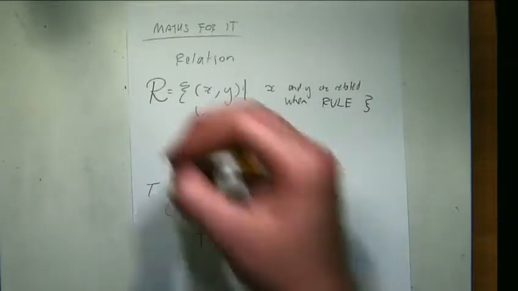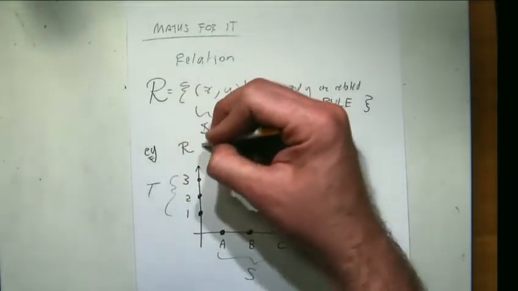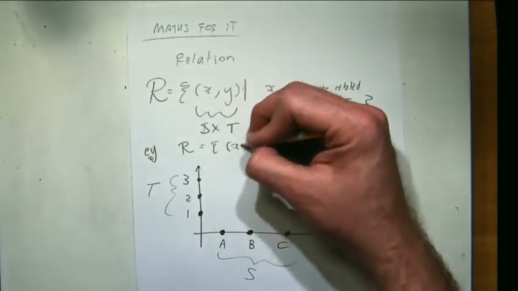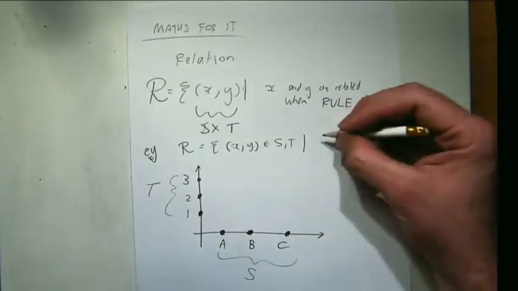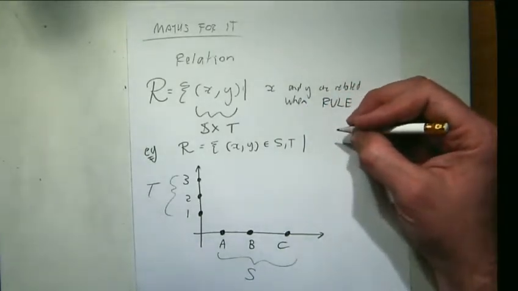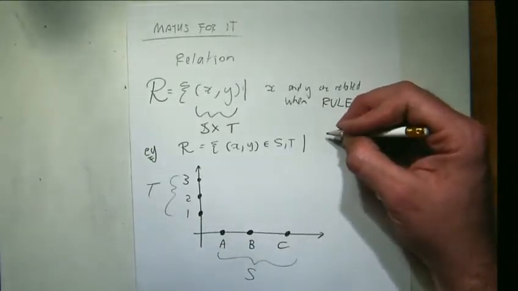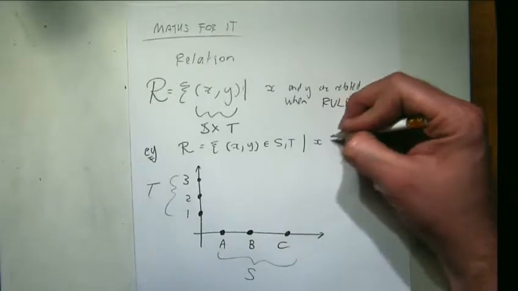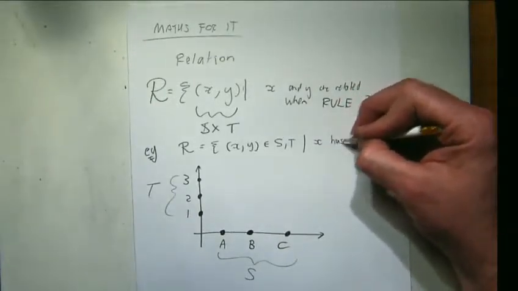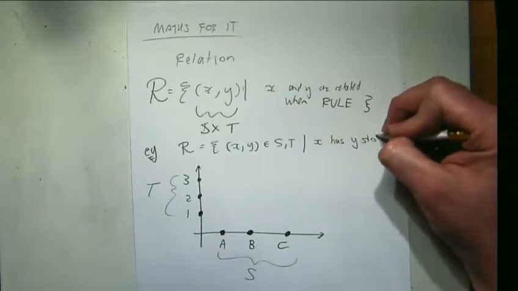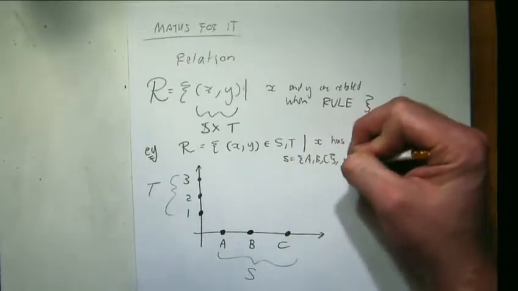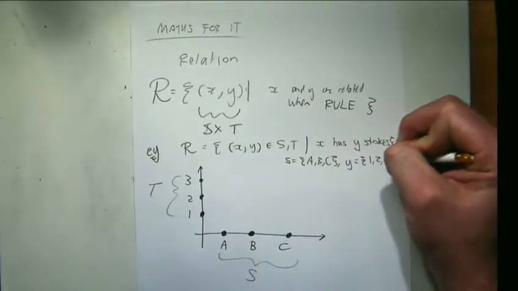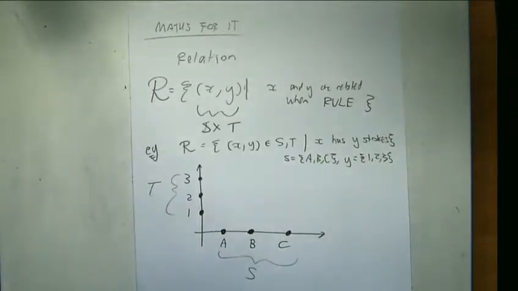So just as an example, you might have my relation is the set of x, y in S × T such that x has y strokes, where S is A, B and C, and T is 1, 2 and 3. Okay? So the rule for deciding whether they're related is that the letter x, when drawn, has y strokes of the pencil.